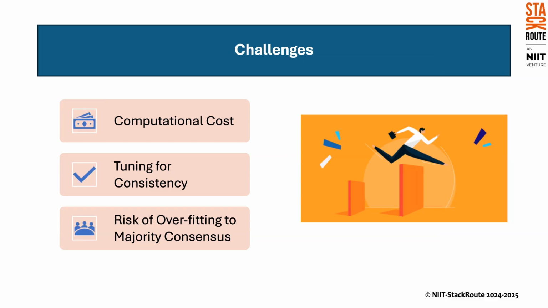Let's see how it works through a demo. Say we want to demonstrate how self-consistency in chain of thought prompting can improve accuracy in scenario-based assessments by generating multiple reasoning paths and validating the consistency of outcomes. Let's go to ChatGPT and see how it works.